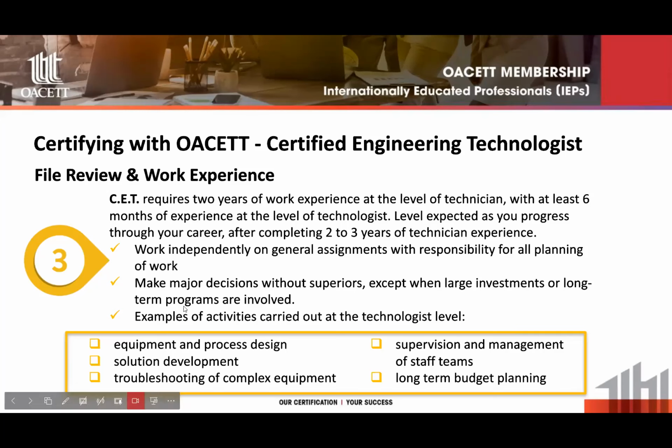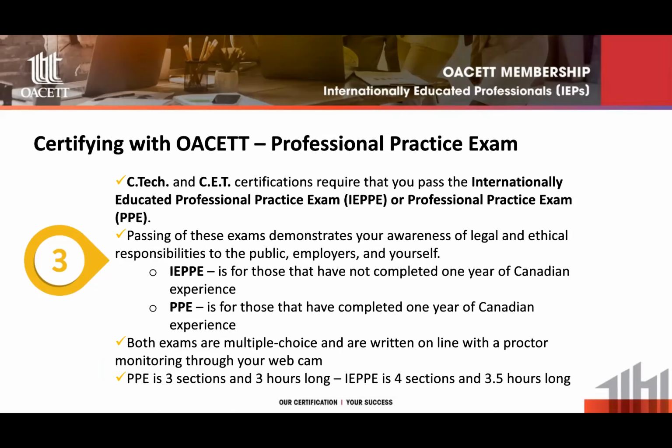Now, another requirement to be certified as either a CTEC or a CET is that you must pass our professional practice exam. We currently have two versions of that exam: an internationally educated professional practice exam, and the regular professional practice exam. Basically, the reason we need you to pass these exams is that they demonstrate your awareness of legal and ethical responsibilities to the public, employees, and yourself, which is the baseline of a regulator: making sure that you're maintaining the safety of the public.